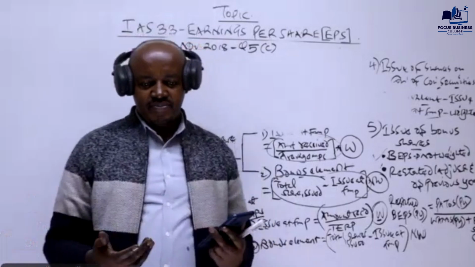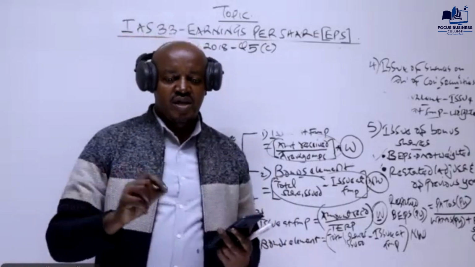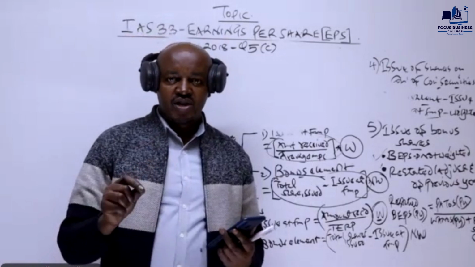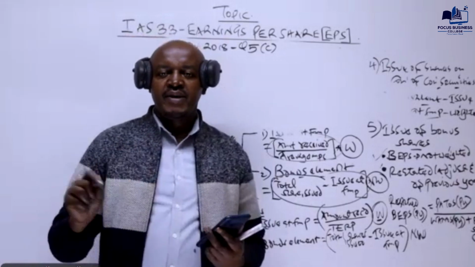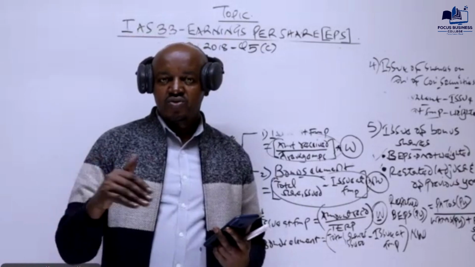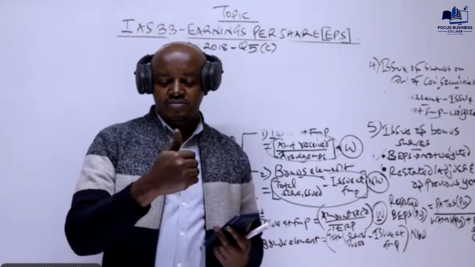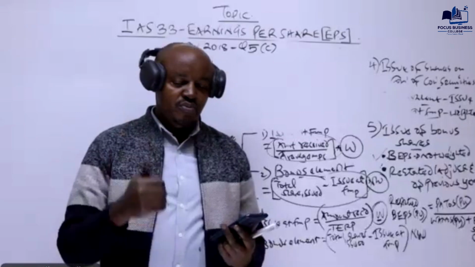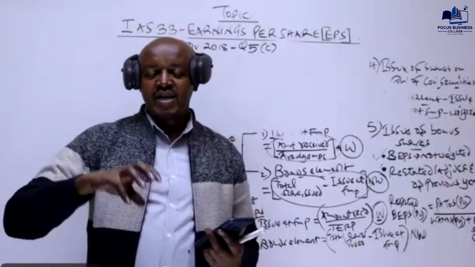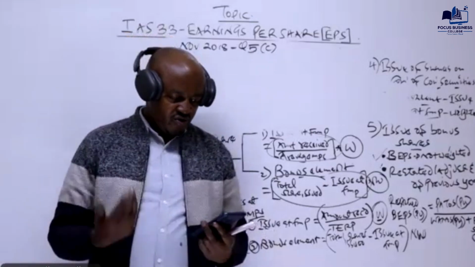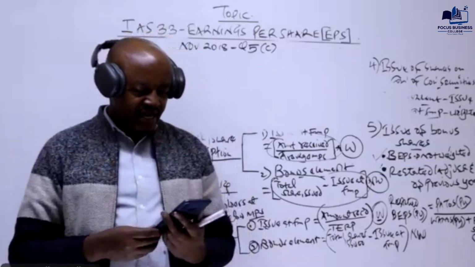Number one, you have said earnings per share is basically used in computing the price-earnings ratio. Number two, you have said it is used by the shareholders to evaluate the company's profitability. Number three, you have said it can also be used by the shareholders to compare the performance of different companies within the same industry, and also to compare the performance of the company in different years. Those are like the 4 uses of earnings per share.